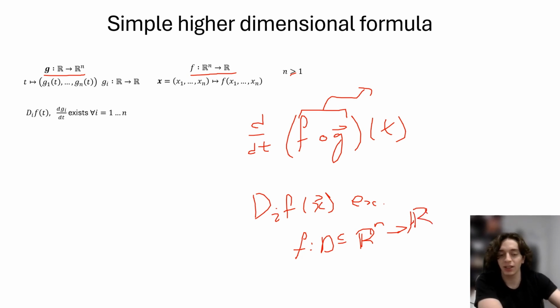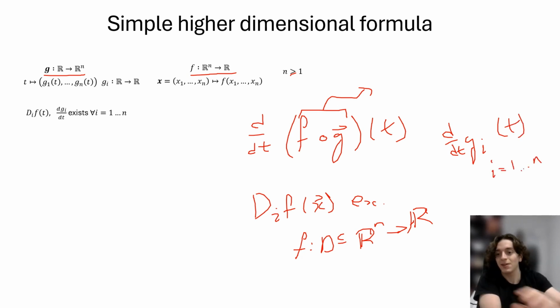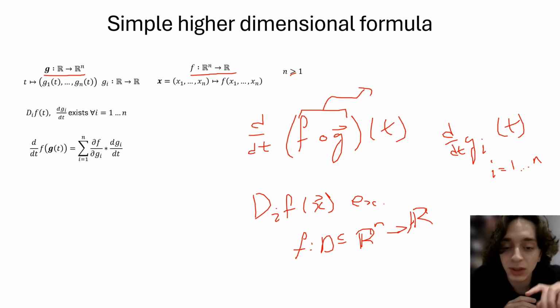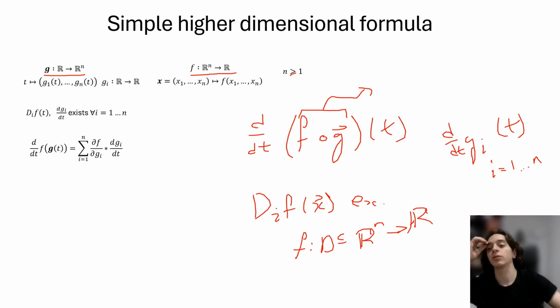Very quick handwriting. I'm using a mouse, by the way. And here the derivative with respect to t of g sub i exists as well, for every i, 1 up to n. Once these are satisfied, we get this formula over here.